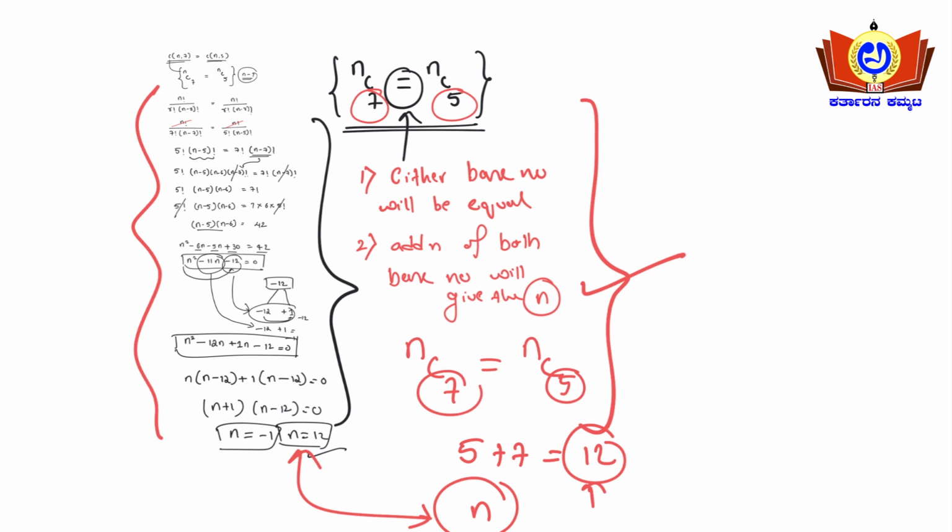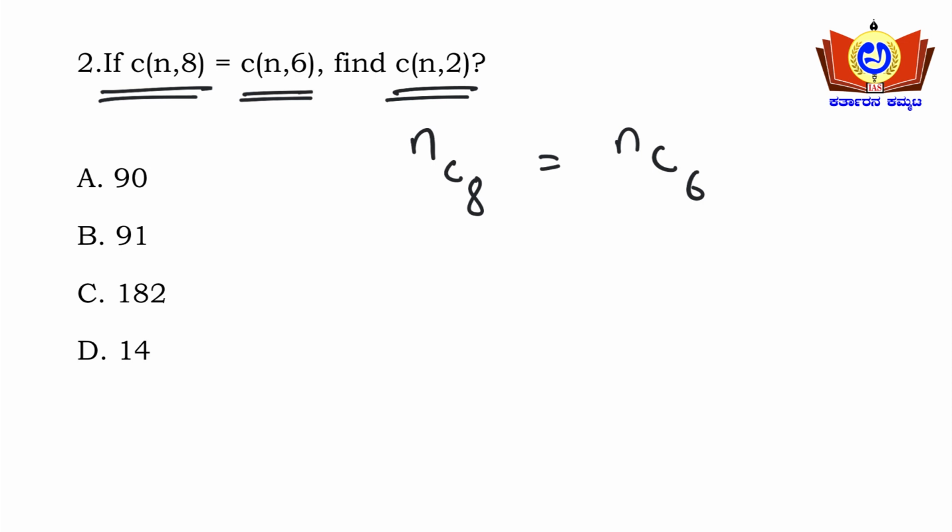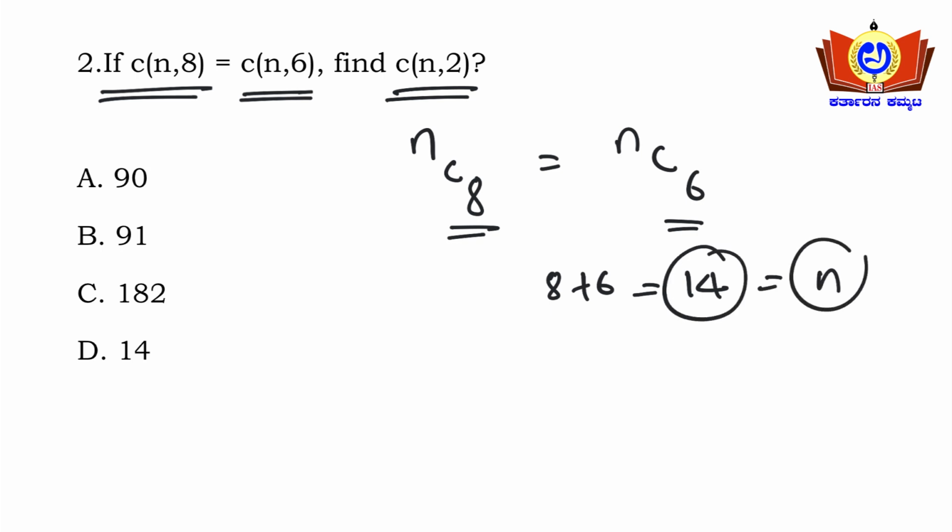So moving on to the next question. The next question is, if nC8 is equals to nC6, find nC2. Okay, so simple here. Upon that shortcut trick only, nC8 will be equals to nC6. So base numbers are not equal. So 8 plus 6 gives the value of 14. This 14 is nothing but n. In a single step you got the answer guys. What is the value of n? But actually the question asks to find C of n comma 2.